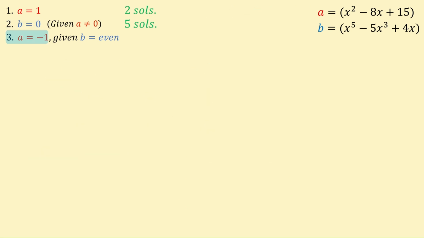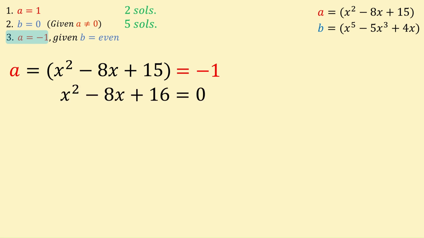Finally, we can look at case 3, when a is minus 1 and b is even. I think the best way is to check what values of x make a equal to minus 1, and then check if these values of x make b even. We have a as x squared minus 8x plus 15 is minus 1. Add 1 to both sides and we get x squared minus 8x plus 16 is 0. We can spot that 16 is a square number, and so the factorization (x minus 4) all squared is equal to 0 works, giving a repeated root of x equals 4. This is the only solution to a is equal to negative 1.